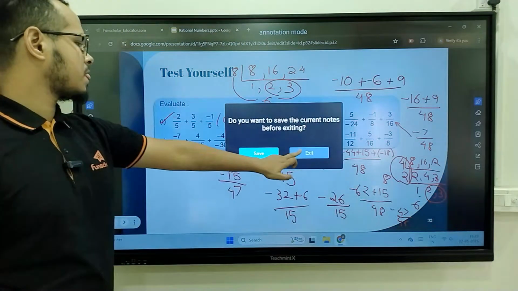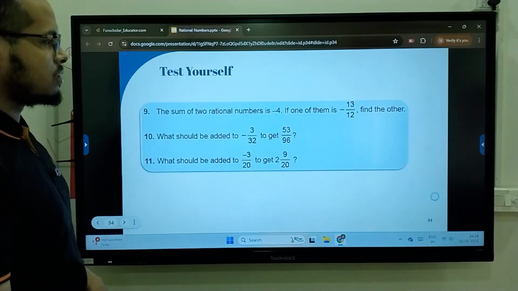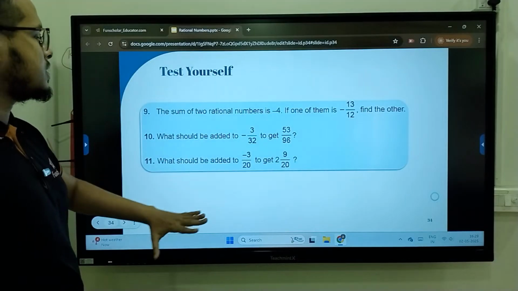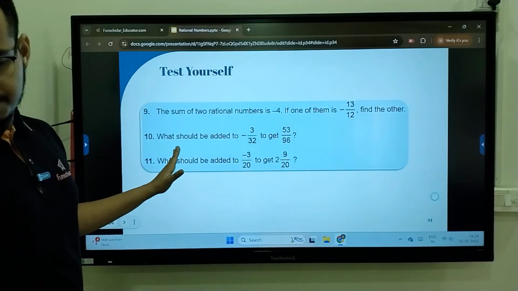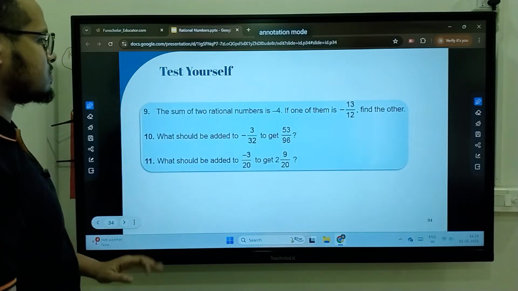Okay, chalo. First one. Okay, now what should be added? This type of sums are very important. Let's do this as fast as possible.